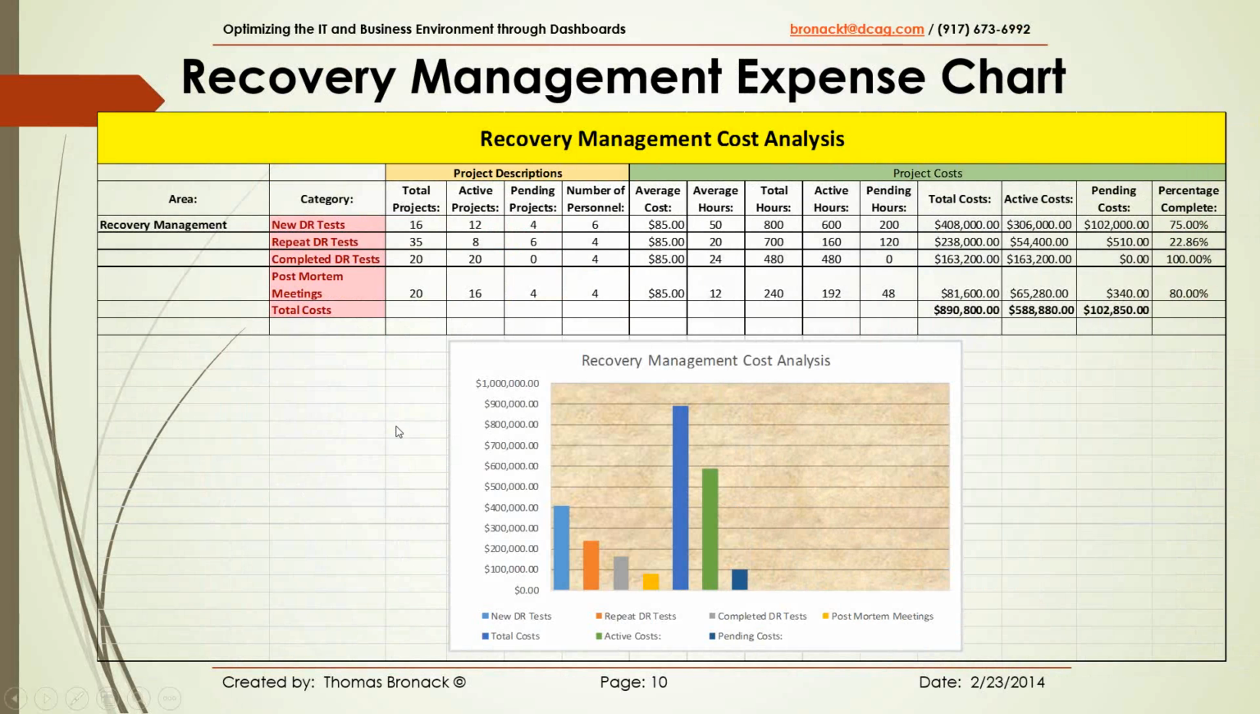Then recovery management expenses were the same. How many DR tests do we have scheduled? These are new ones. How many repeat DR tests do we have? Every year you do a DR test, every 6 months, whatever. How many of them are completed? How many do we have? How many post-mortem meetings do we have? And what's the total cost all the way around? So again, we use numbers like that, and we're able to get cost and a chart.